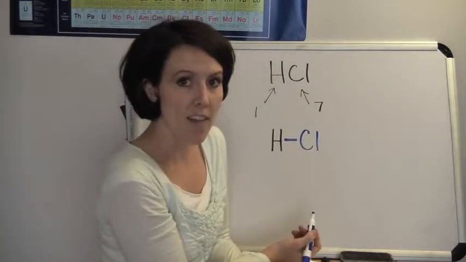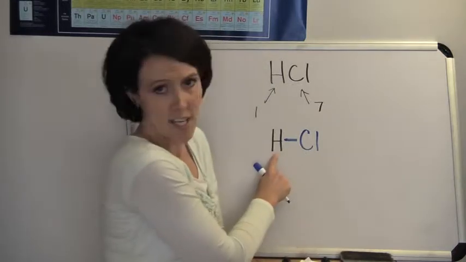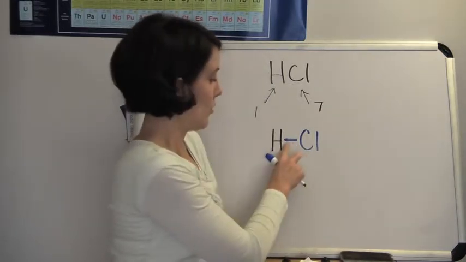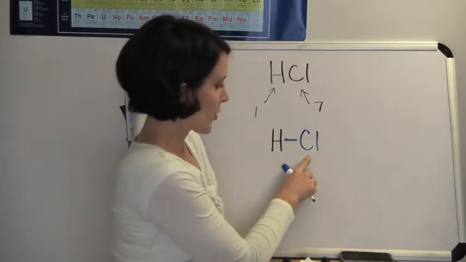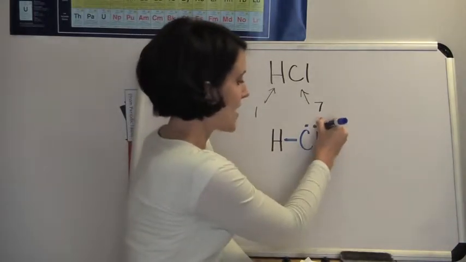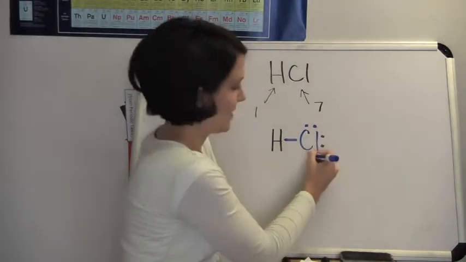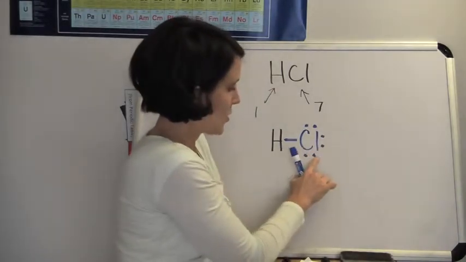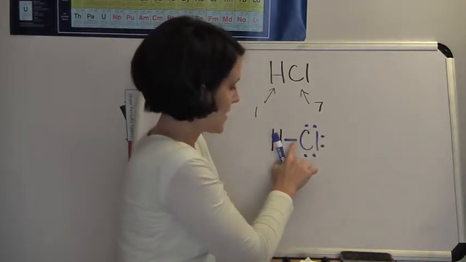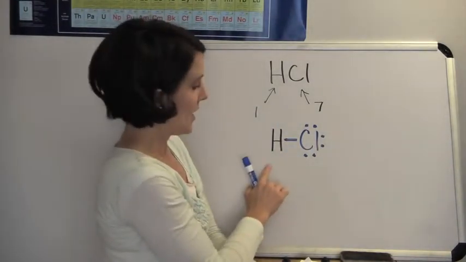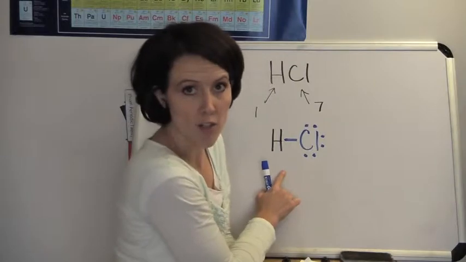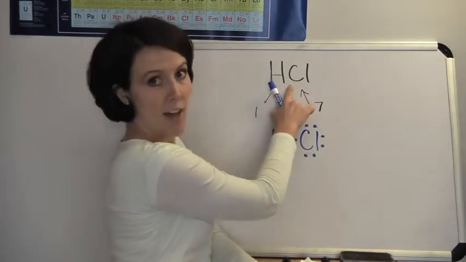Now we have to satisfy the octet rule. Hydrogen's taken care of. It only needs 2. 1, 2. So we don't have to worry about that anymore. What about the chlorine? Chlorine must have the 8, the octet. 1, 2, 3, 4, 5, 6, 7, 8. So we have all electrons accounted for, and there's the Lewis dot structure for HCl.